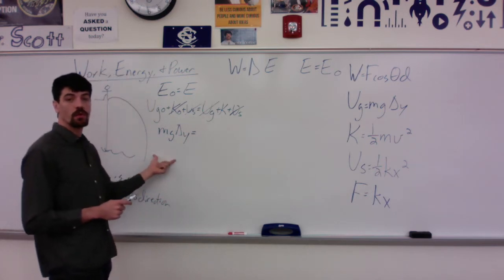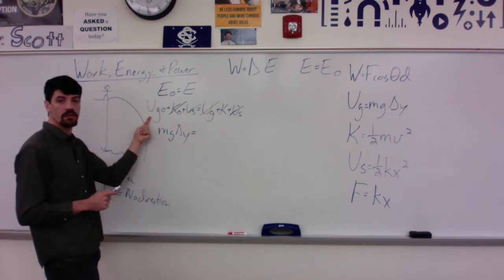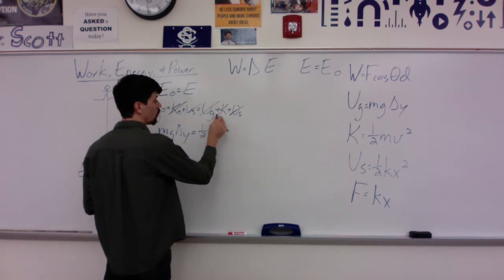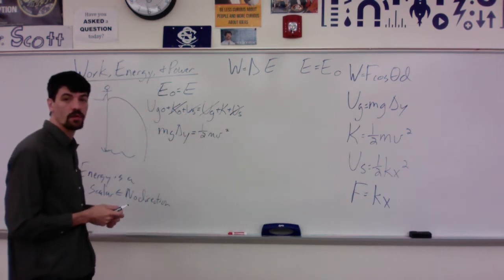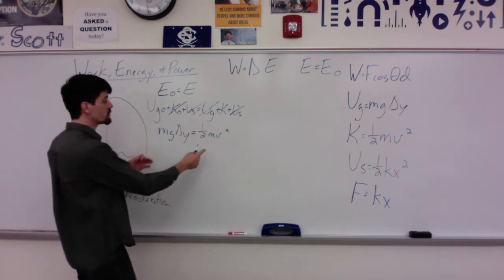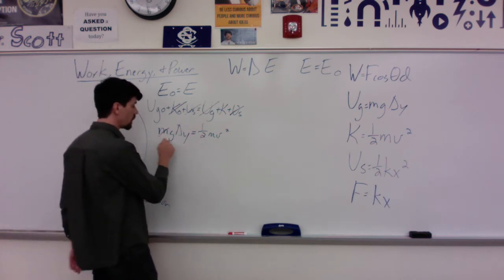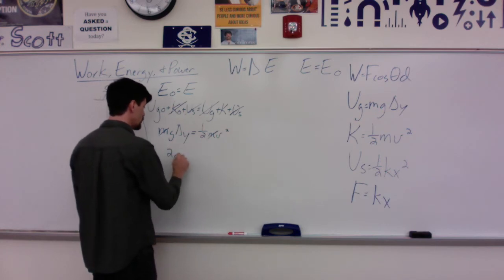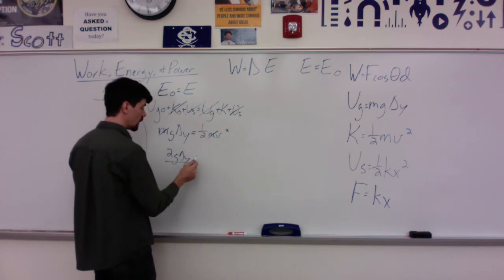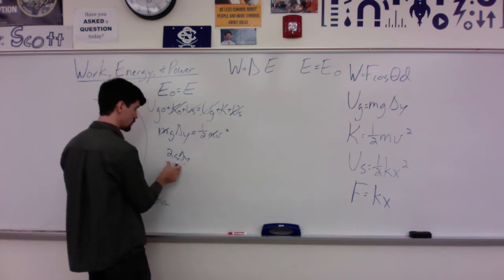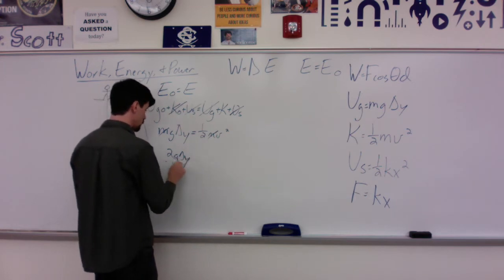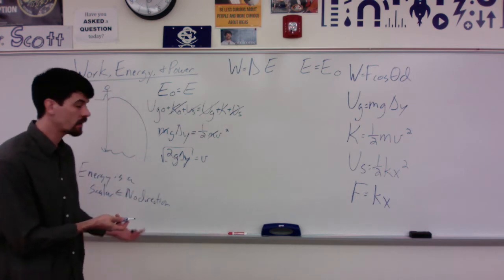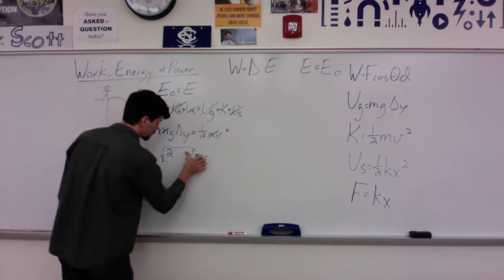Notice I wrote mg delta y for the initial gravitational potential. It's equal to 1/2 mv squared because that's the only energy I have left there. And you can see how we could write this. Notice, divide by m, mass falls out. I can do some fancy stuff here: 2g delta y, root of this is equal to v. So in that case, we found our final velocity at the bottom.